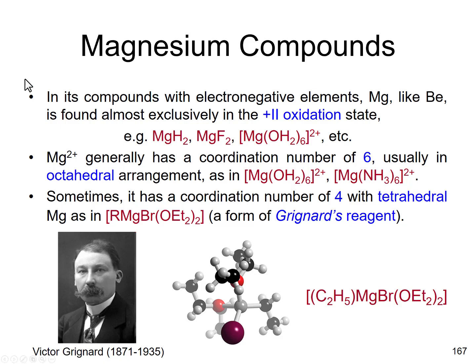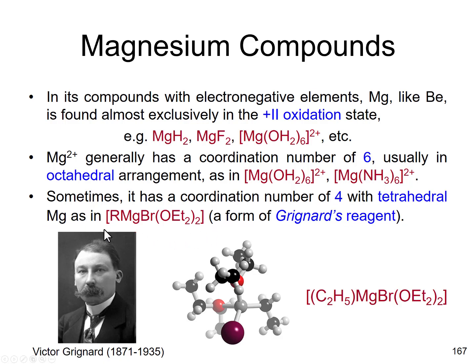Almost all magnesium compounds contain the magnesium in a +2 oxidation state. For example, we have magnesium hydride, magnesium fluoride, and the hexa-aqua magnesium cation. Magnesium 2+ generally has a coordination number of 6, giving rise to octahedral complexes. This is the case for the hexa-aqua magnesium complex and also for the hexaammine complex of magnesium. Sometimes it has a coordination number of 4 with a tetrahedral magnesium in the center.